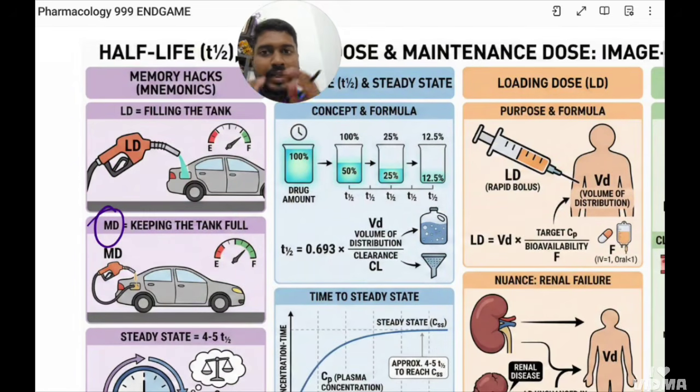What is maintenance dose? Maintenance dose means once it is a full tank, after that the car will run, right? During that, petrol will decrease. So now you will have to give some petrol so that this tank is always full. As the car runs like 10 km, we'll have to give maybe 1 liter of petrol. So that is known as maintenance dose. So that concept is clear now.